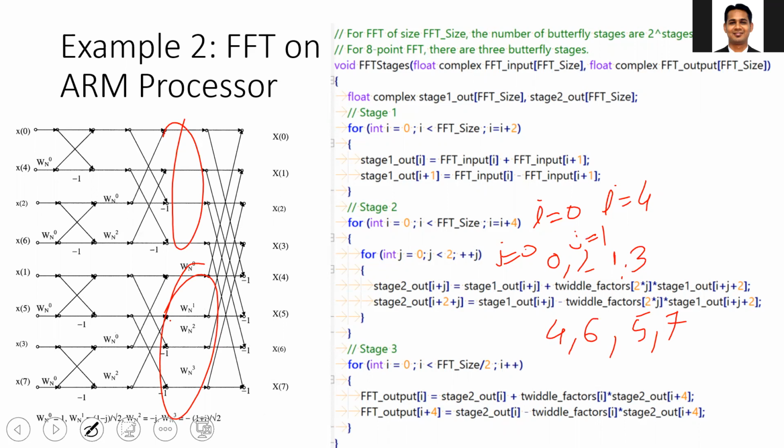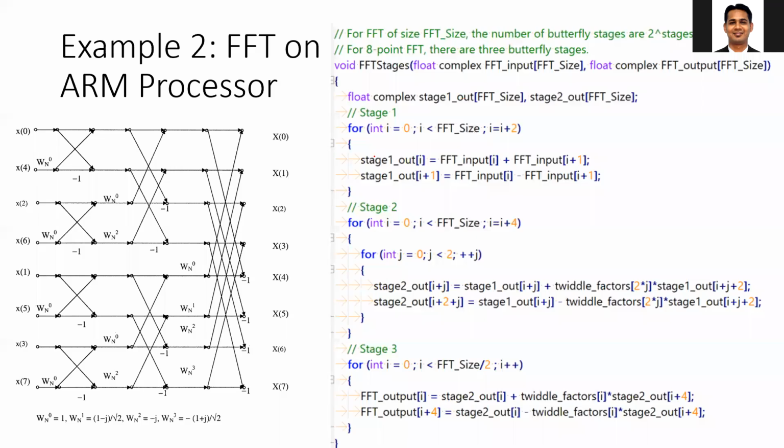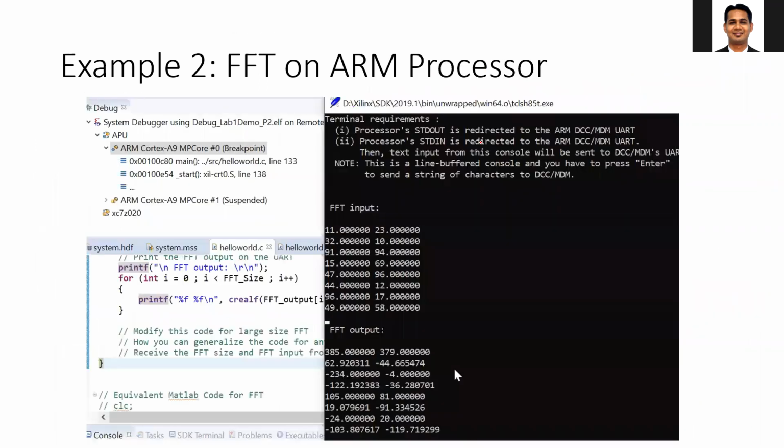Then we come to the third stage of the FFT, where we calculate the final output. In the third stage, you can see that I is equal to 0, 1, 2 and 3. When I is equal to 0, you calculate 0 and 4, then you calculate 1 and 5, then 2 and 6, and 3 and 7. This is how it is calculated, but you can come up with another way. After you execute this, you will see the corresponding inputs and outputs again on the JTAG terminal.